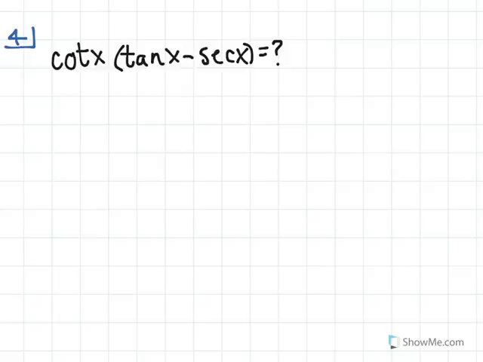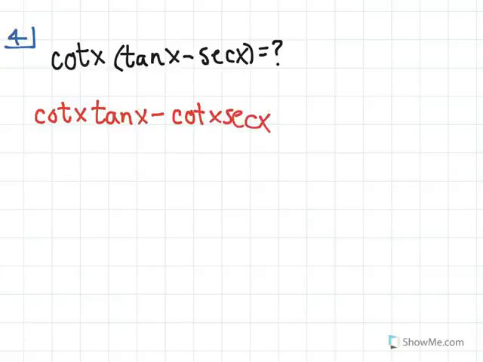In this problem, we're asked to solve cotangent of x times the quantity tangent of x minus secant x. So the first thing we can do is distribute cotangent. So we would have cotangent x tangent x minus cotangent x secant x. So from there we can expand these or rewrite them using identities.